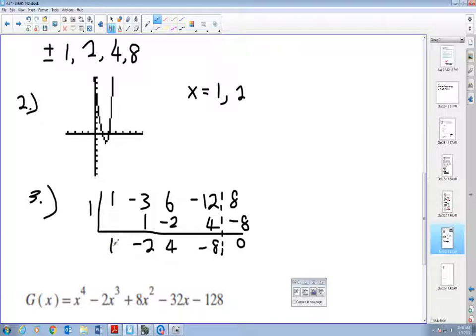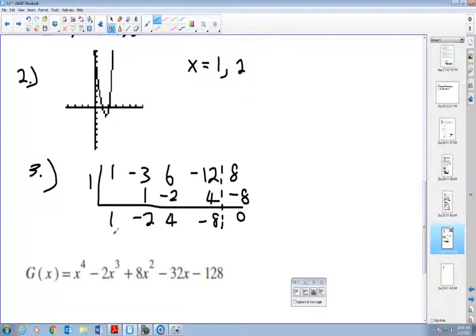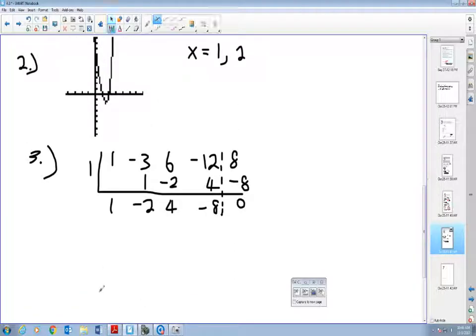So now, having gone through the synthetic division one time, my exponent started with 4, now it will be 1x to the third. So do it one more time using the other zero to knock my exponent down to a square. I'm going to do it right here. So this is 1, negative 2, 4, negative 8.